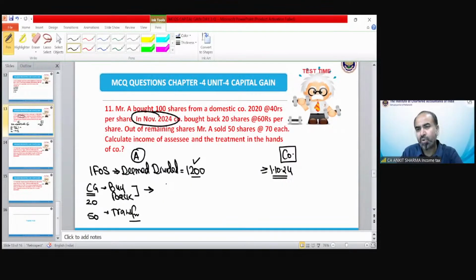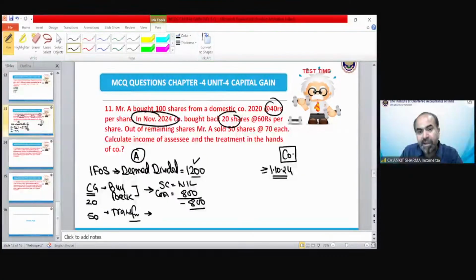Divya is saying 400 gain from buyback. No. Jayendra is saying 800 rupees loss. Yes, the correct answer is 800 rupees loss. Because the sale consideration would be nil in this case. And cost of acquisition of these 20 shares, which was at the rate 40 rupees per share, that means 800 would be your cost. So that would result in loss.